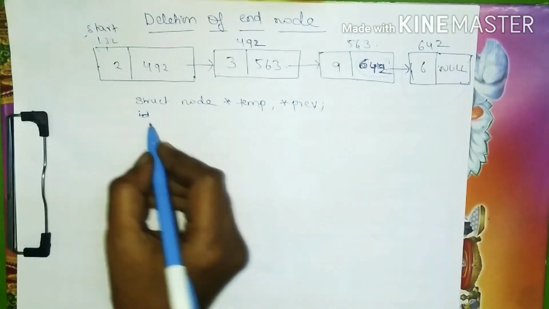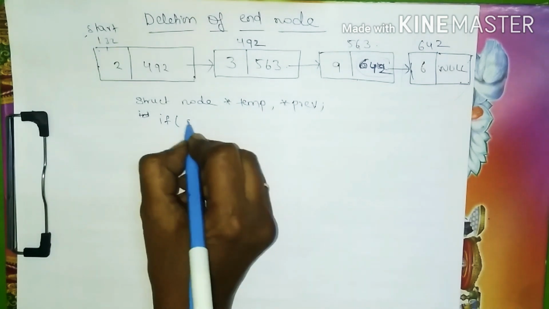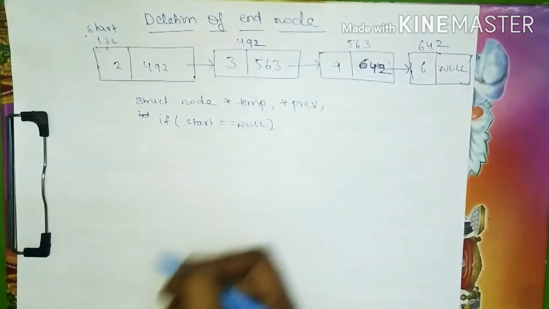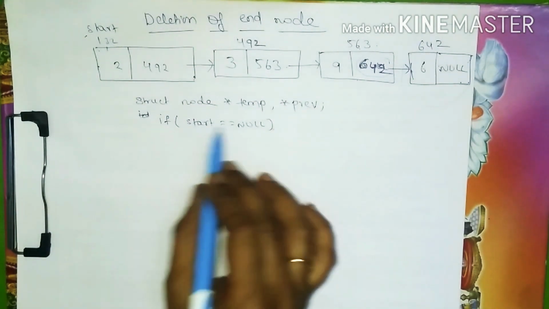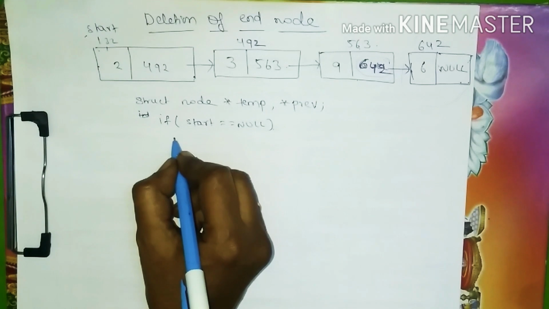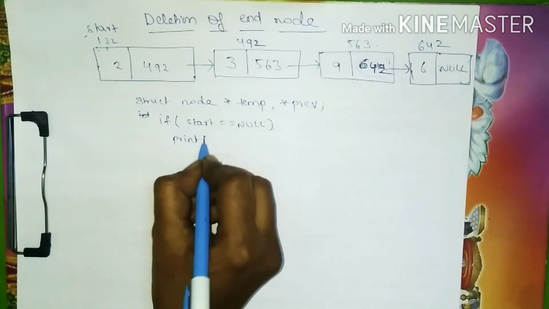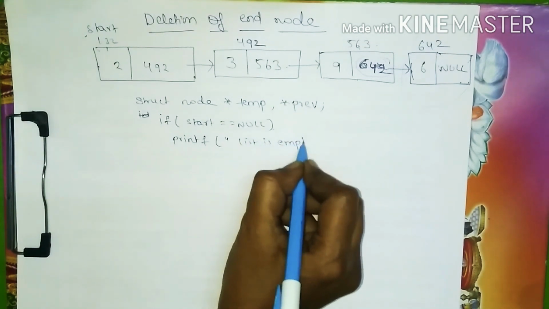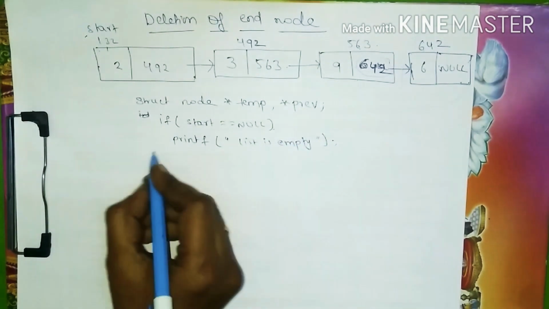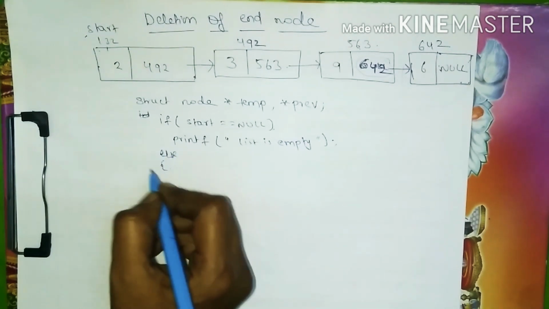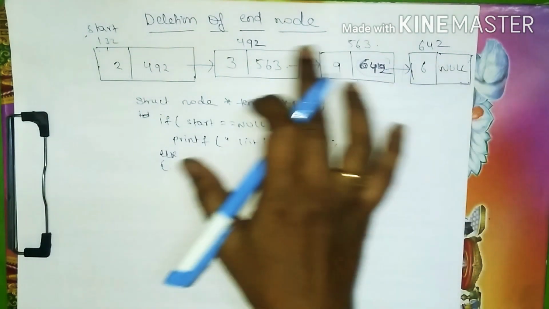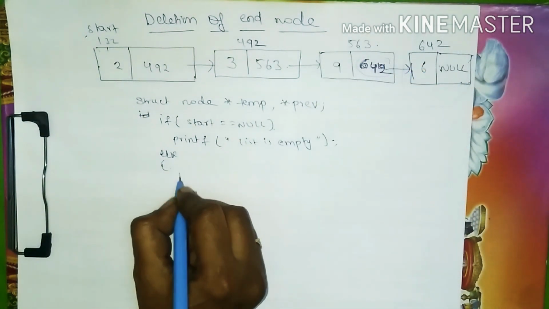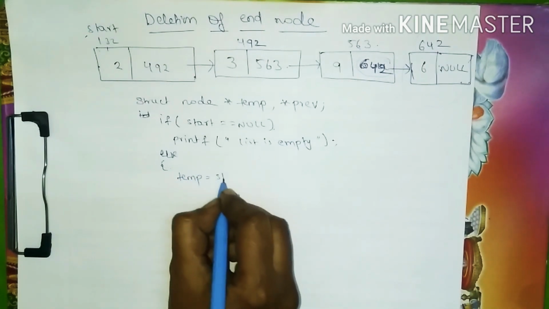Now before the deletion, we have to check whether start is equal to null. What does this imply? When will the start be null? When the list is empty. We have to check this first. If start is equal to null, then we write printf list is empty and we cannot delete it. Okay. Else, if the list is not empty, that is we have some list, then we have to name this node and this node. For that, we start temp is equal to start.